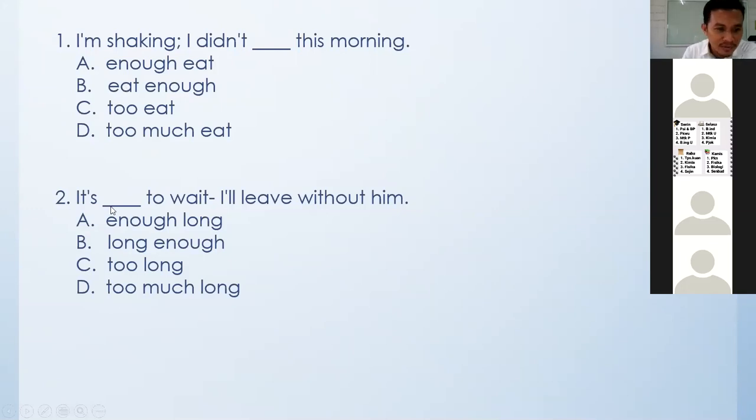Number two. It is blah, blah, blah to wait. I will leave without him. What is the answer? Too long, sir. Yeah, that is right. Ya, sudah terlalu lama. Kalian nunggunya nih. Okay, I will leave without him. It is too long to wait. I will leave without him. Okay, very good. Next, number three.